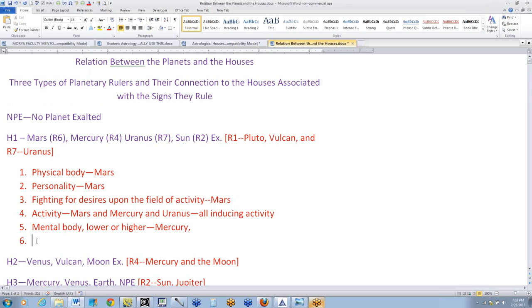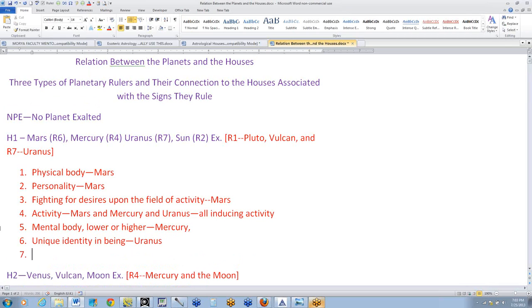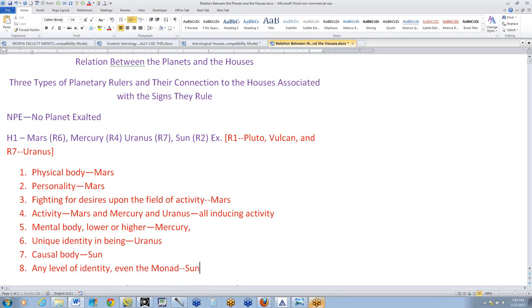I'll just come up with a few things. Unique identity in being, and that is Uranus. We're also told that the first house has to do with the causal body. And from that perspective, the sun is a perfect ruler of the causal body, and any level of identity, even the monad, and that would be the sun, that which rises in the east.